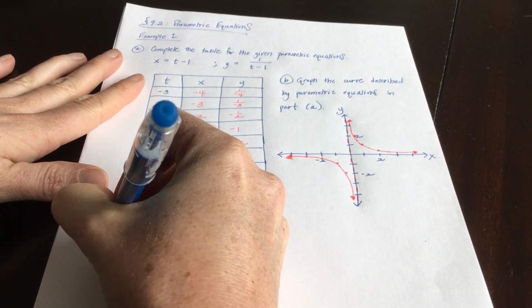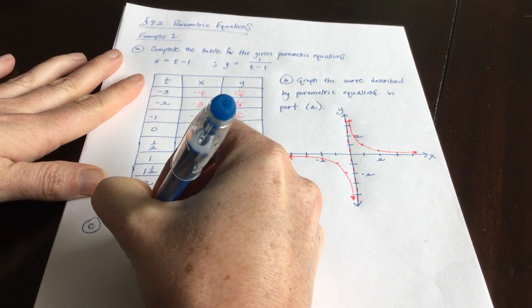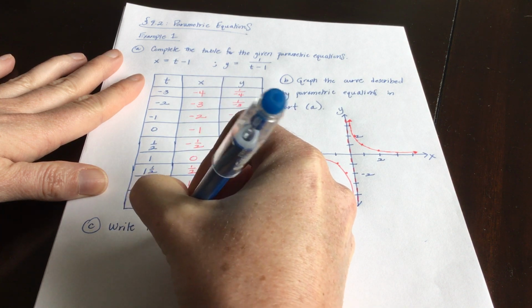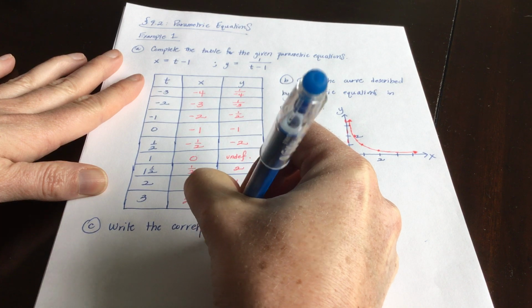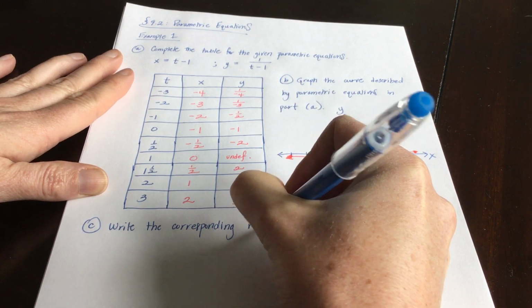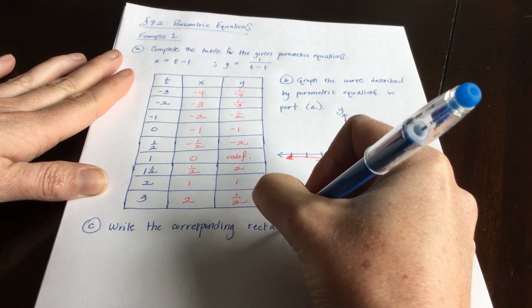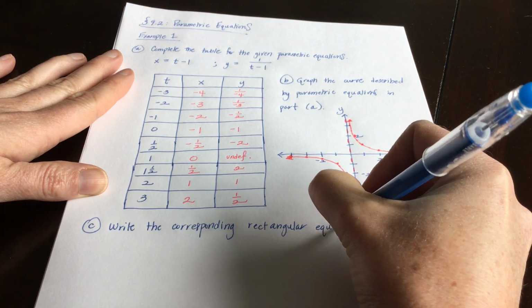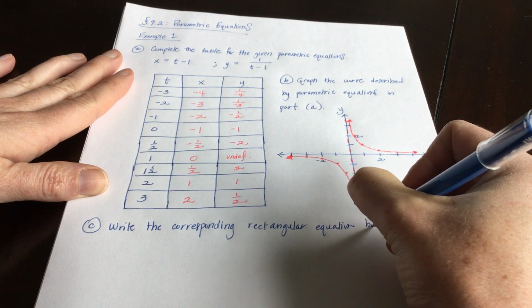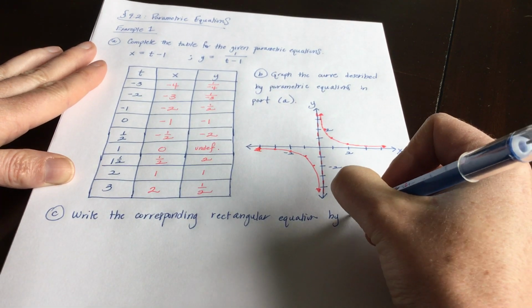So part C, let's show how to write the corresponding rectangular equation by eliminating the parameter.